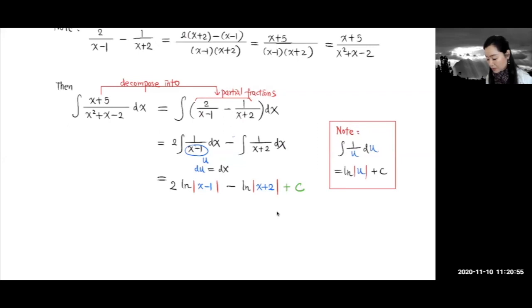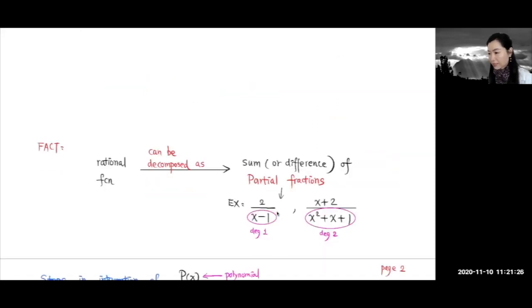So you see how partial fractions help you. When you decompose this rational function into the difference of these two partial fractions, you're able to find the antiderivative this way. You might ask, can every rational function be decomposed into a sum or difference of partial fractions? The answer is yes. It is already proven that any rational function can be decomposed as the sum or difference of partial fractions.